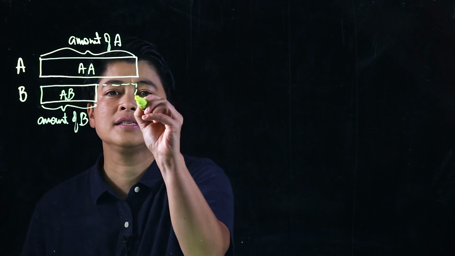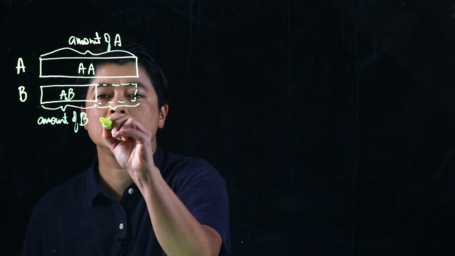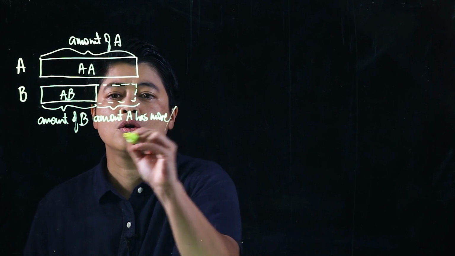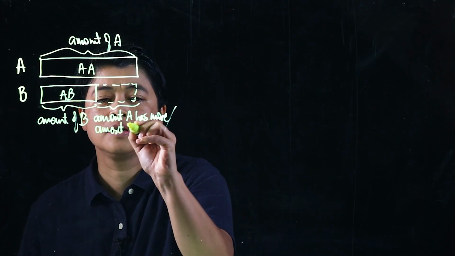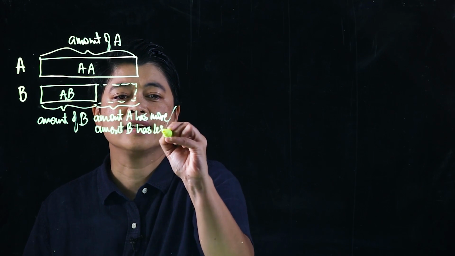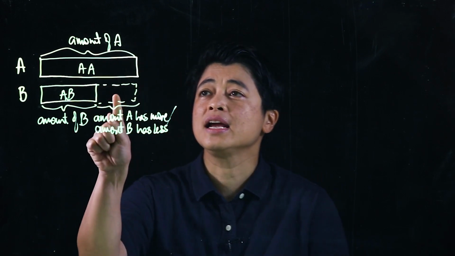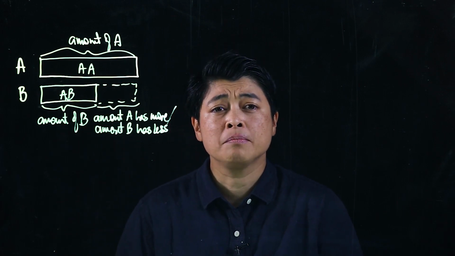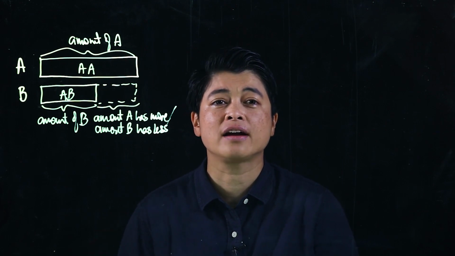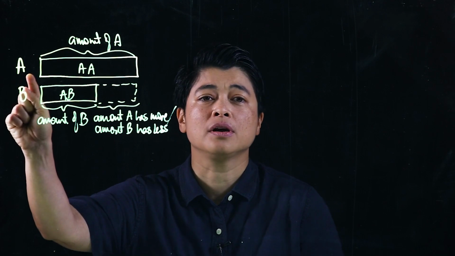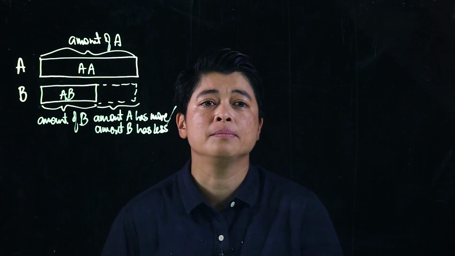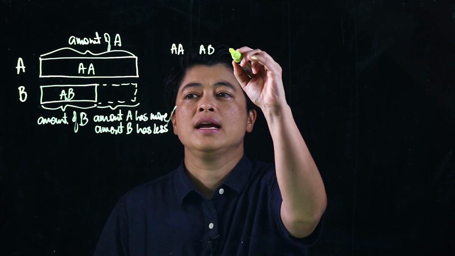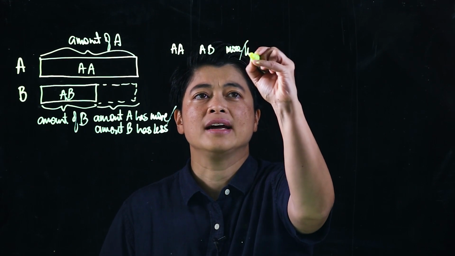And this is the amount A has more, or the amount B has less. So again, clearly A has more, but also B has less. In essence, my suggestion is whatever the first character is said, that's what you put on top. The second character will go on the bottom. So this is amount of A, amount of B, and the more or less.